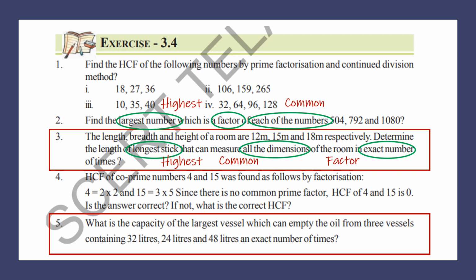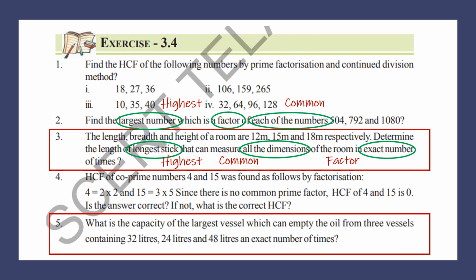What does capacity mean? The capacity of the largest vessel. What does vessel mean? Vessel means any kind of container. It can be a glass, a bucket, it can be a big ship, it can be a tank. So a vessel is any kind of container which you can fill up with the liquid. So what is the capacity? The capacity means how much liquid that vessel can hold. So what is the capacity of the largest vessel which can empty the oil from 3 vessels?